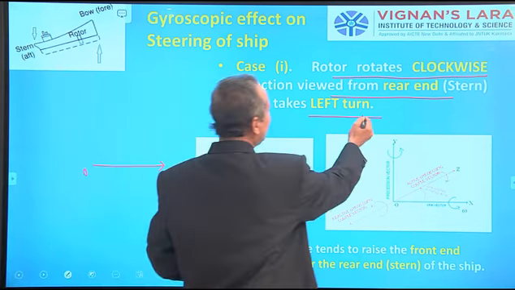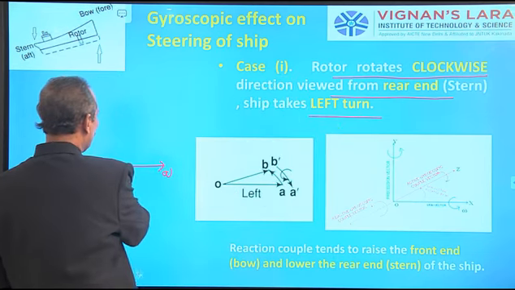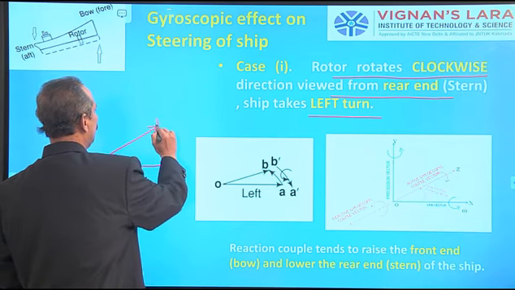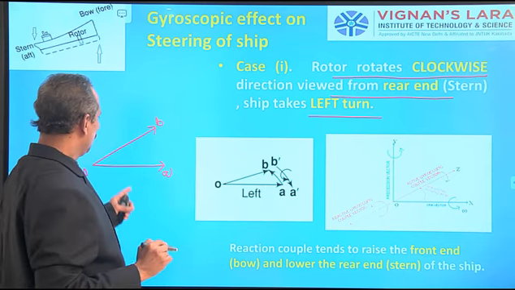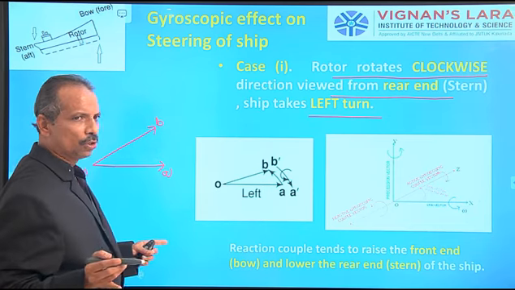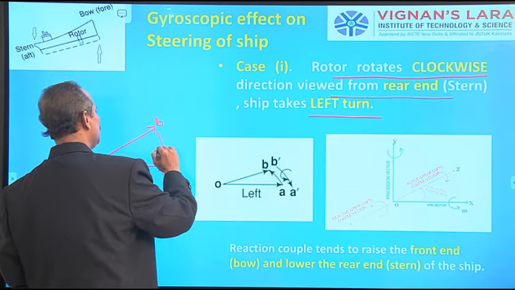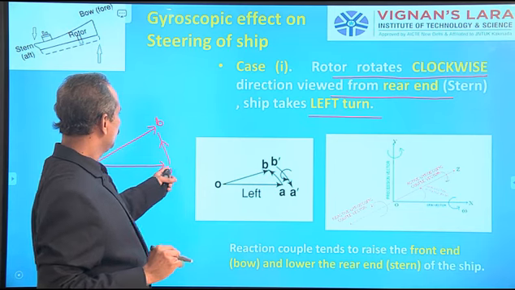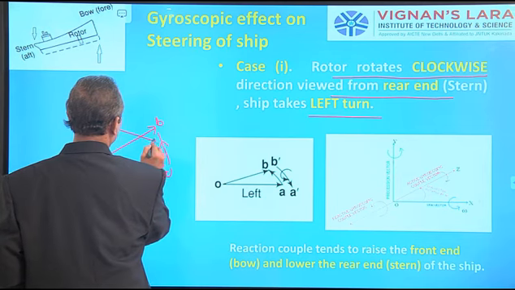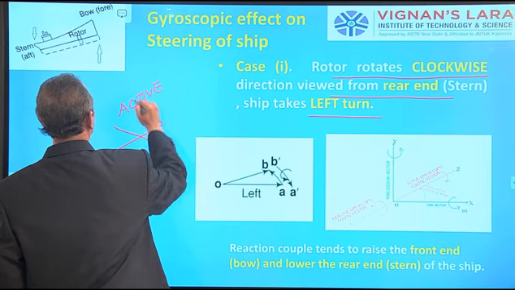Then what type of turn am I taking? I am taking a left turn. That means I have to move my spin axis OA into a new position called OB. If I want to move from OA to OB, it cannot move on its own. I have to apply certain force. The force which we apply is this, A to B. This force is called active force or active couple.